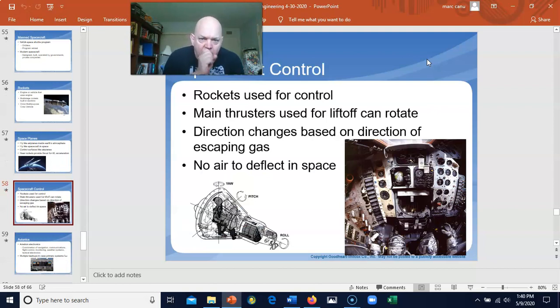Spacecraft control. We can use rockets for control. Now, there are smaller rockets that can be used for maneuvering purposes as opposed to traveling. Okay, there are main thrusters that are used for liftoff. They can do rotation too. Okay. And again, the direction changes based on direction of escaping gas. So if the escaping gas is blowing this way, the craft is going to move this way. Okay. That's how it works. Newton's third law. For every action, there's an equal and opposite reaction.